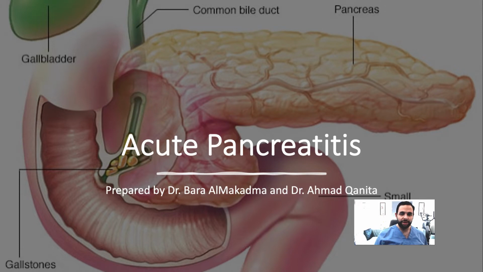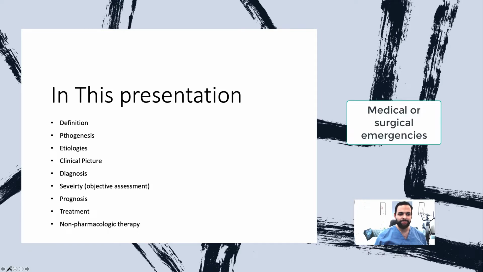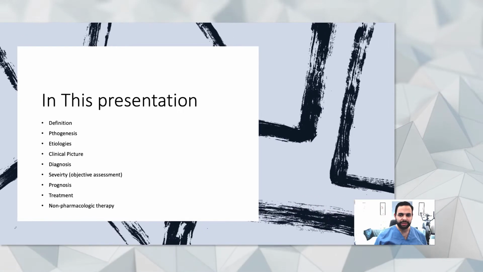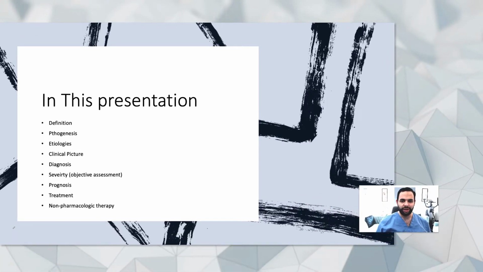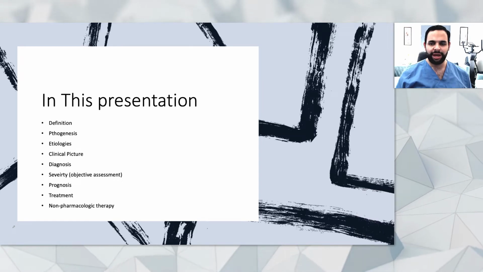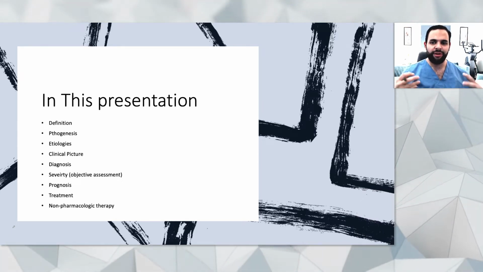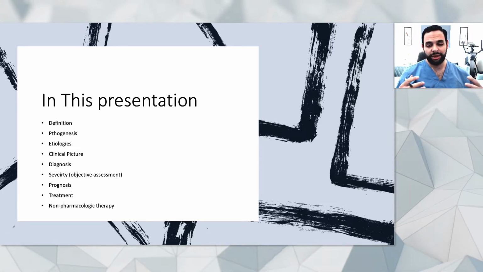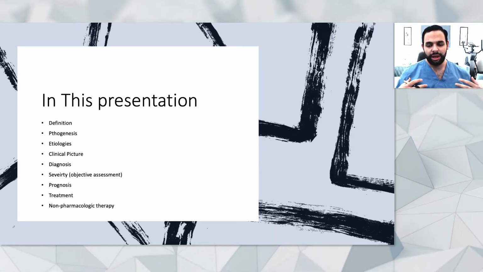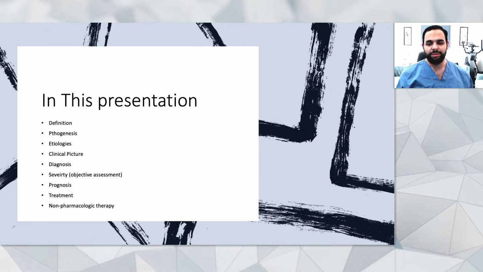So, acute pancreatitis is a medical emergency, and I believe most of its differentials also include medical emergencies. In this presentation, we will discuss the definition of acute pancreatitis, its pathogenesis and etiologies, the clinical picture, and how to take the clinical picture in your diagnostic studies and funnel them into being able to properly and early on label the patient severity and determine their prognosis.